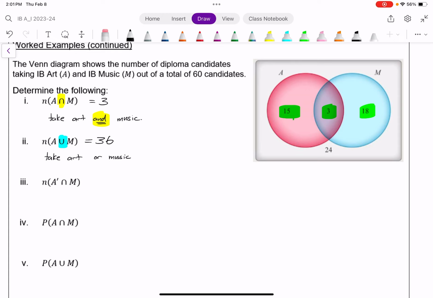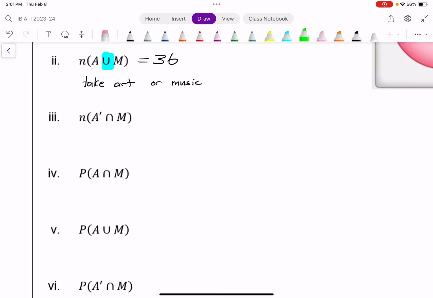All right, so again, the one I've highlighted in yellow is the intersection. The one that looks like a U is the union. And union means combining. Intersection is where they overlap. All right, when we see a little apostrophe right here, that means the complement or like not.